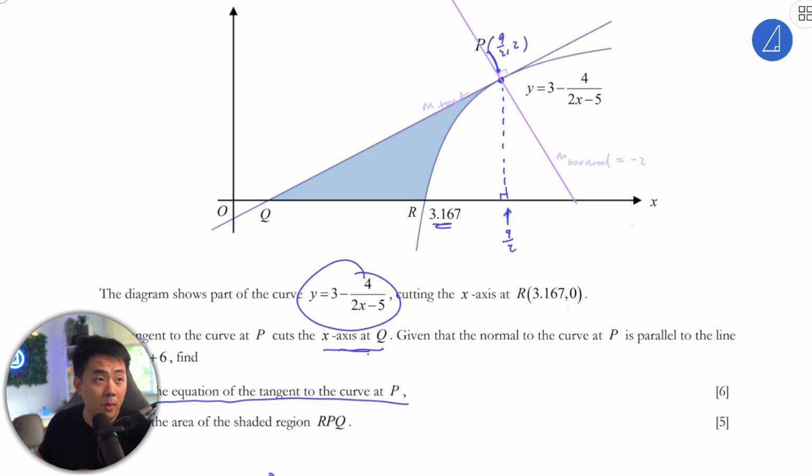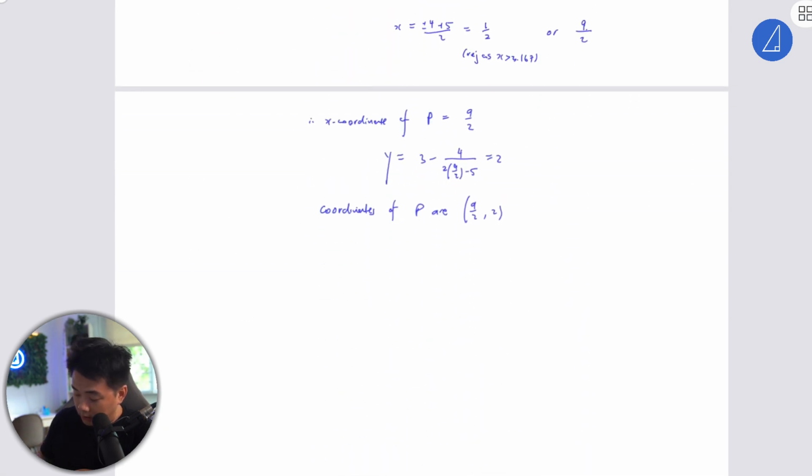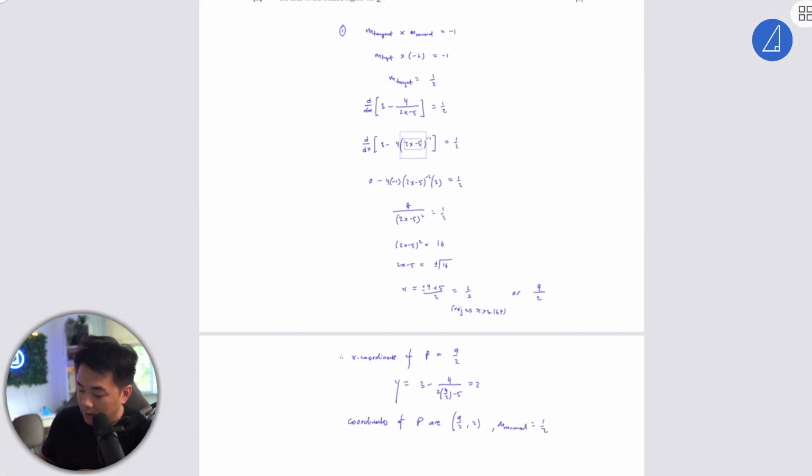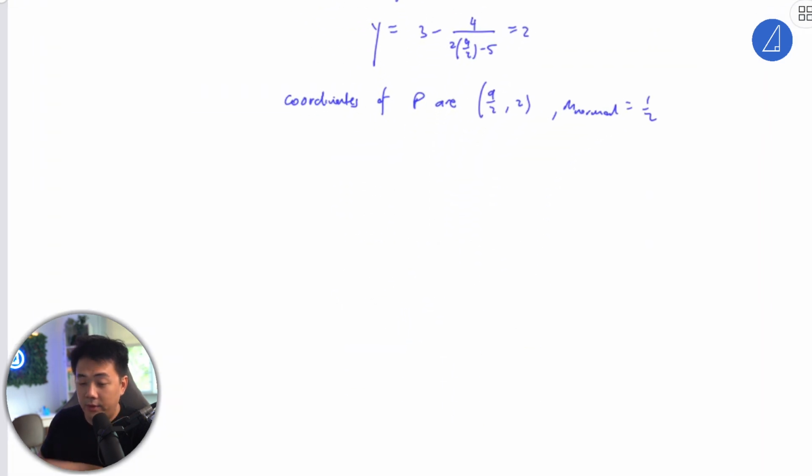Then once we've done that, we can find the equation of tangent. So the equation of tangent will just be, we know that the m normal is half, right? That's what we got just now. Half. Okay. So equation of tangent.